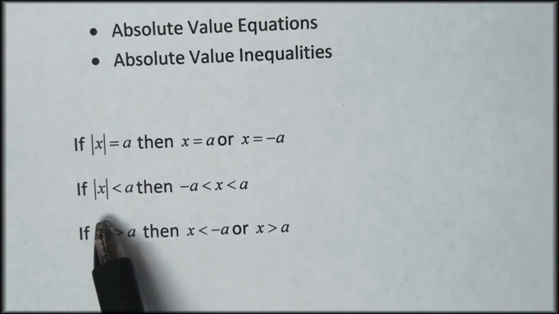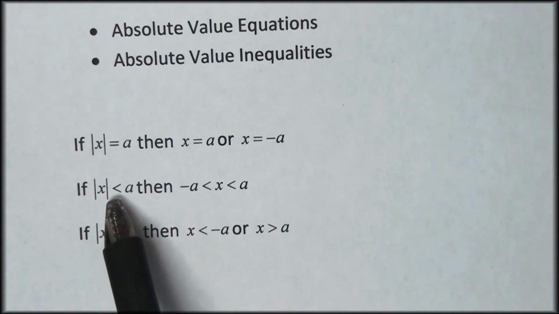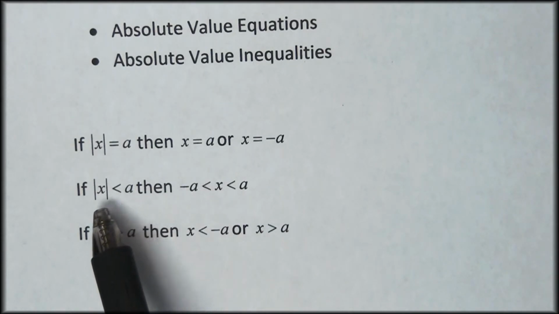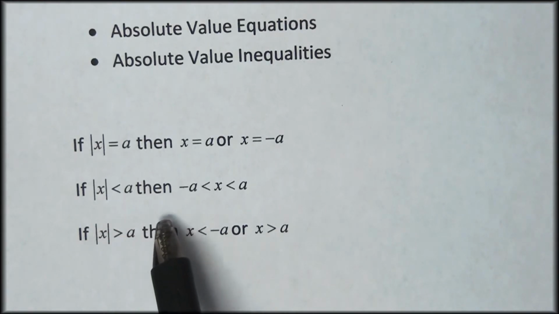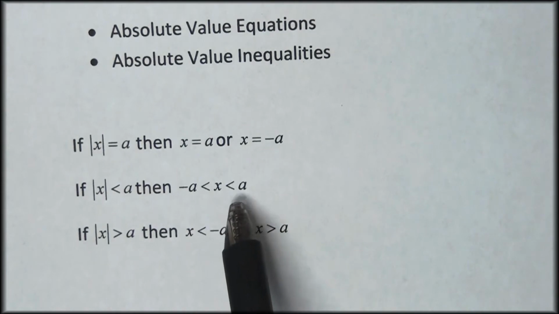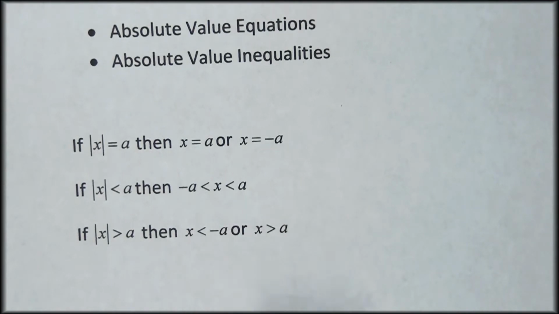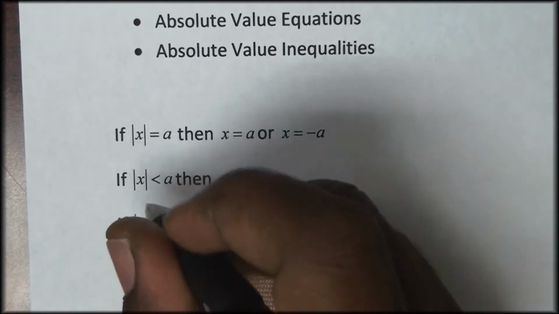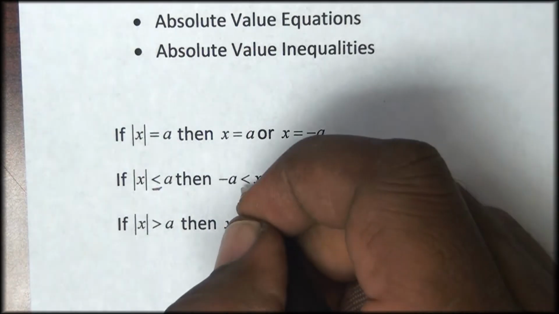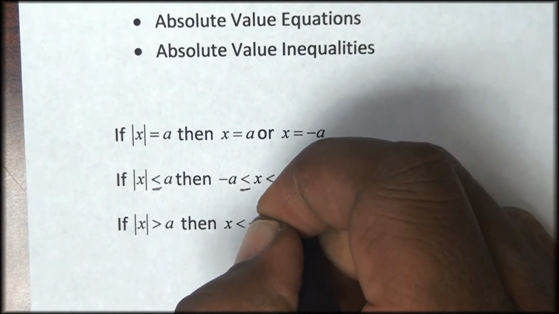Our next formula is for the absolute value less than or less than or equal to inequality. And it states that if the absolute value of x is less than a, then you want to solve negative a is less than x is less than positive a. This formula works for both less than, and if you're given a less than or equal to, that equal to will simply follow in the formula.